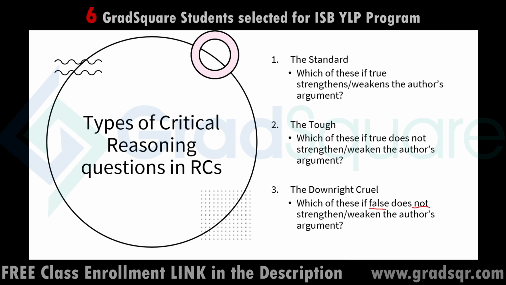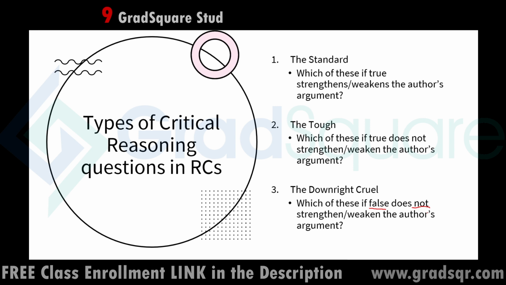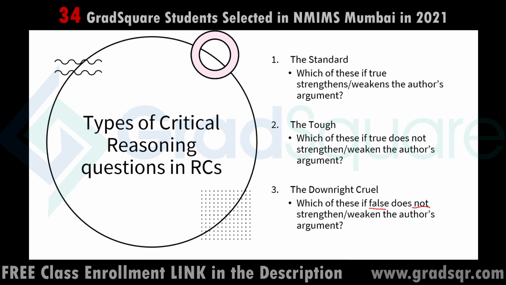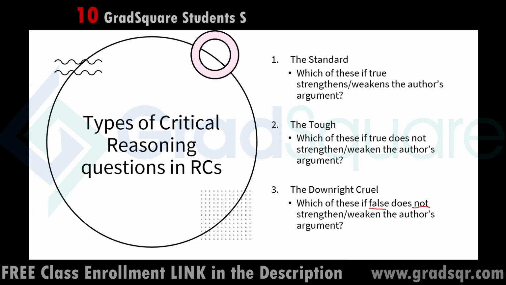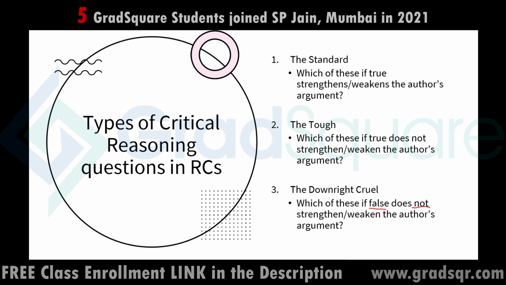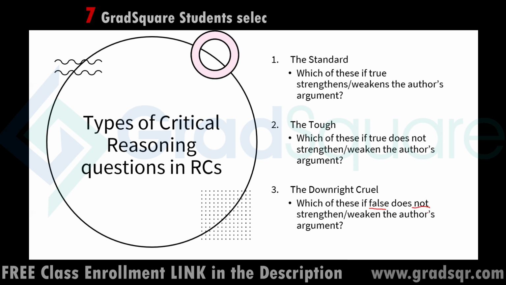So what you have to do is that when you're reading the options, you have to keep both these negatives in mind. So firstly, whatever option you're reading, you have to consider that option to be false, which means you have to read the option and formulate the opposite of that option in your head. Then that particular opposite option which is present in your head, you have to consider to be true, and then see whether that particular argument will strengthen or weaken the author's argument or not.